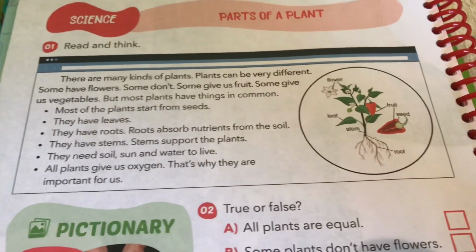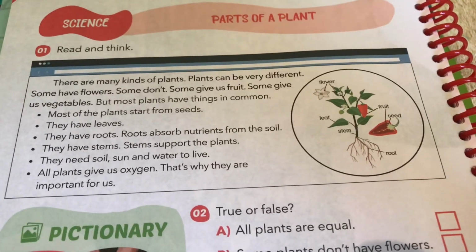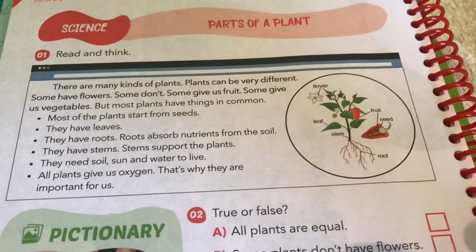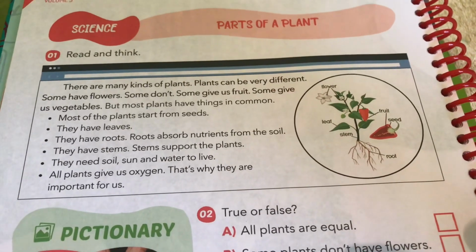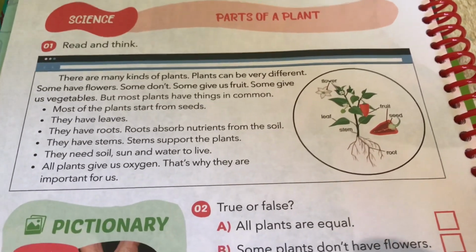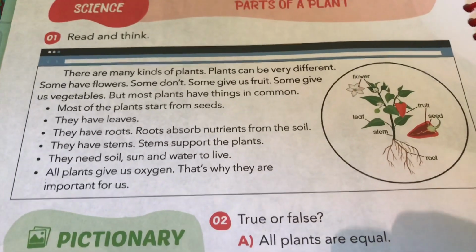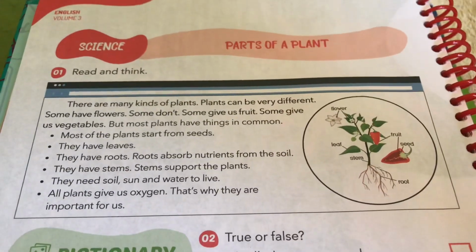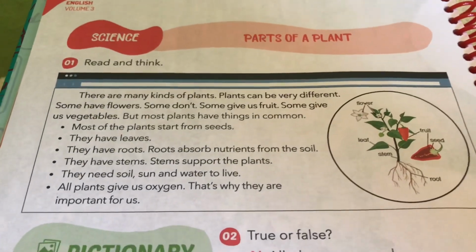There are many kinds of plants. Plants can be very different. Some have flowers, some don't. Some give us fruit, some give us vegetables, but most plants have things in common.